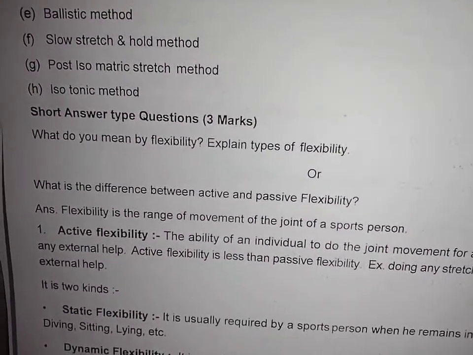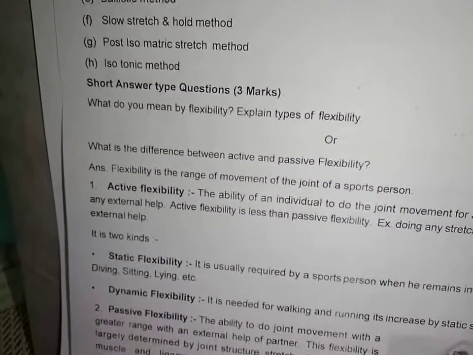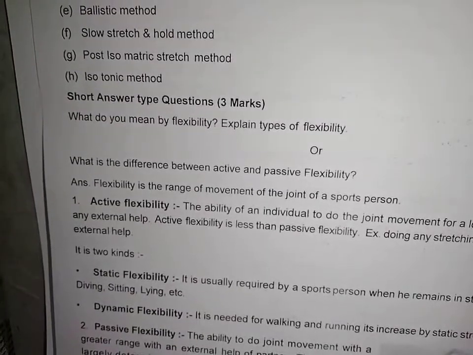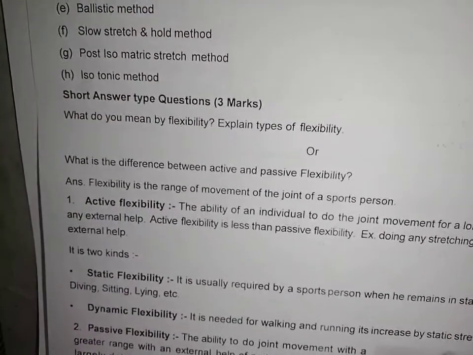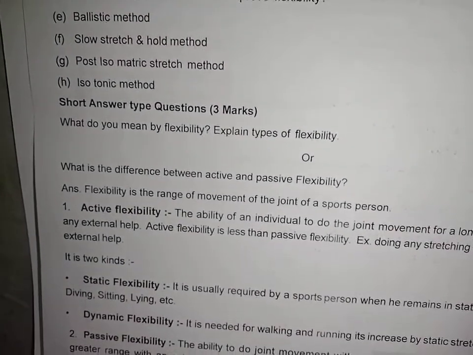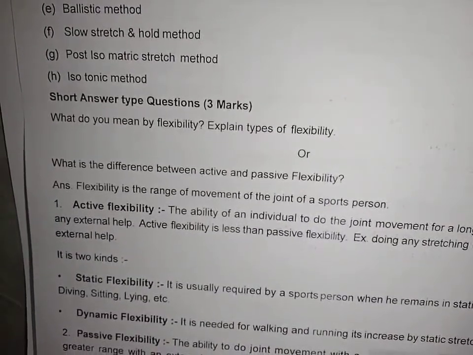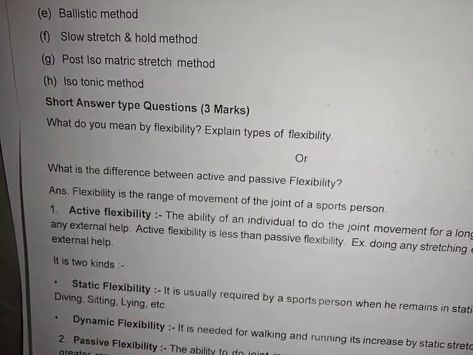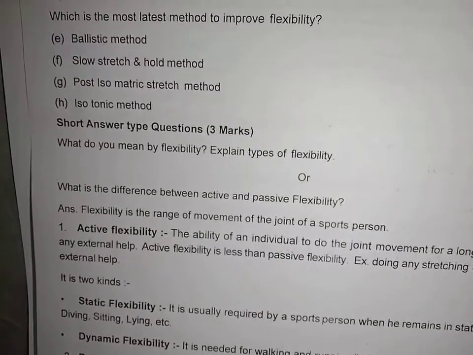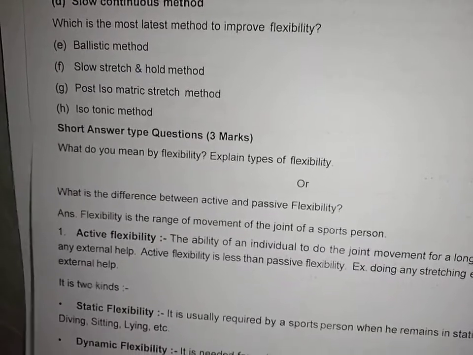Explain the types of flexibility, or what is the difference between active and passive flexibility? Flexibility is the range of movement of a joint of a sports person. Active flexibility is the ability of an individual to do the joint movement for a longer range without any external help. Active flexibility is less than passive flexibility. Doing any stretching exercise without external help is active flexibility.